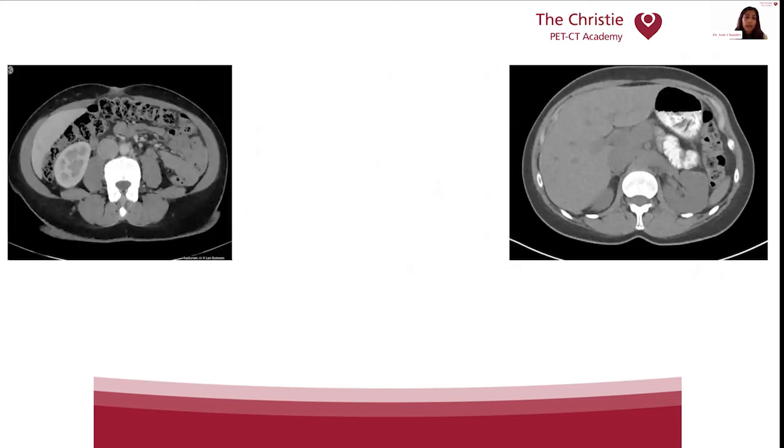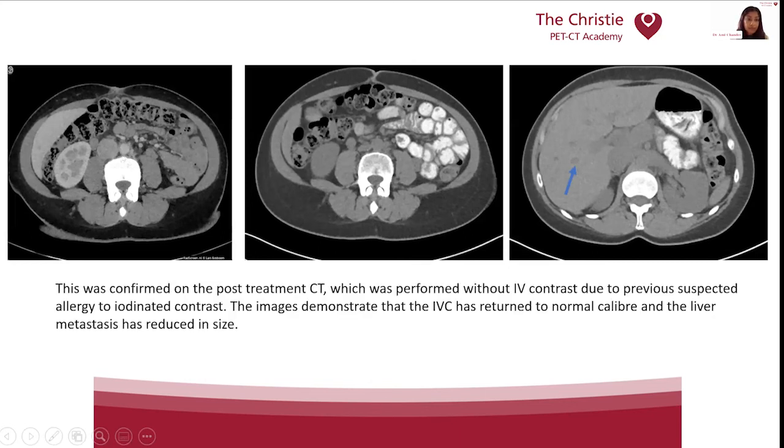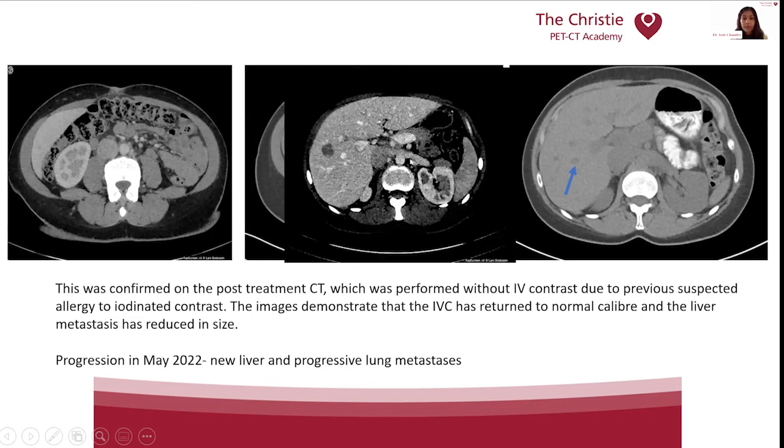And the post-therapy CT corroborated that. So here we've got the liver metastasis. And so this is the pre-treatment CT and post-treatment CT, and you can see that the IVC has shrunk down to normal, and this liver metastasis has also decreased. So this is a scan that's been performed without IV contrast, but even despite that, there is clear response to therapy.